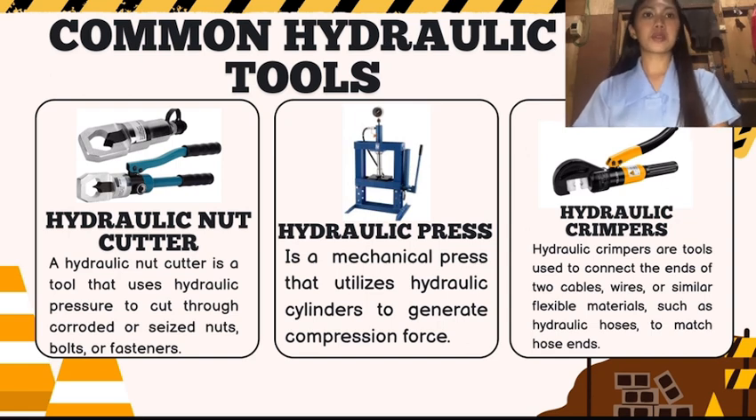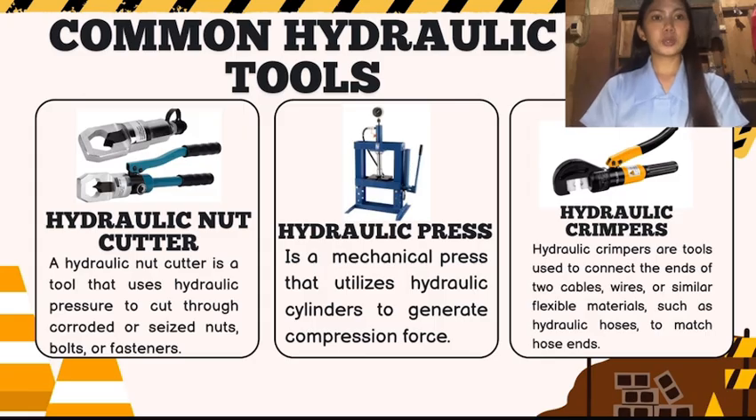Next is hydraulic press. It is a mechanical press that utilizes hydraulic cylinders to generate compression force. Last is hydraulic crimpers. Hydraulic crimpers are tools used to connect the ends of two cables, wires, or similar flexible materials, such as hydraulic hoses, to match hose ends.